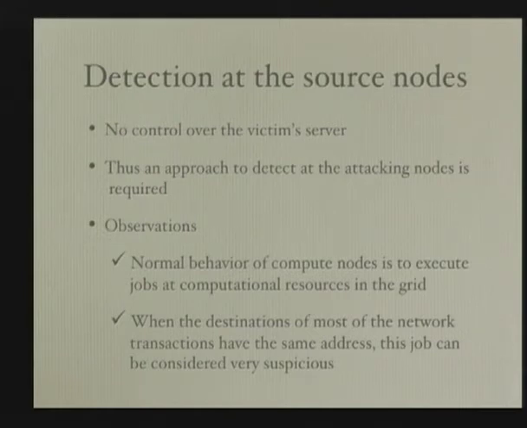Based on the observations, the first one is that the normal behavior of compute nodes is to execute jobs at computational resources in the grid. So when the destinations of most of the network transactions have the same address, this job can be considered very suspicious.